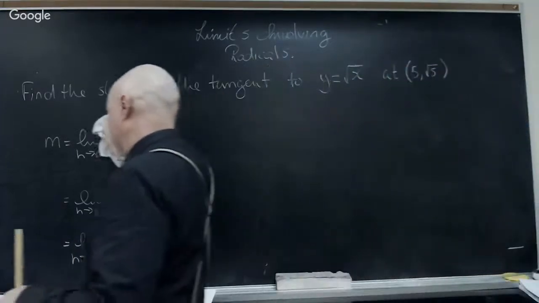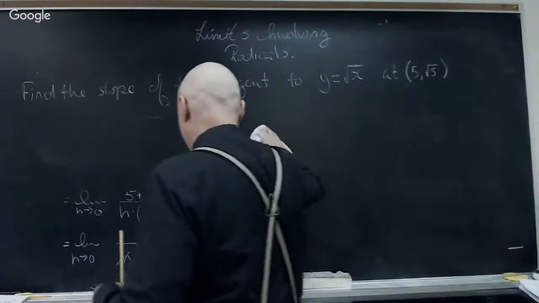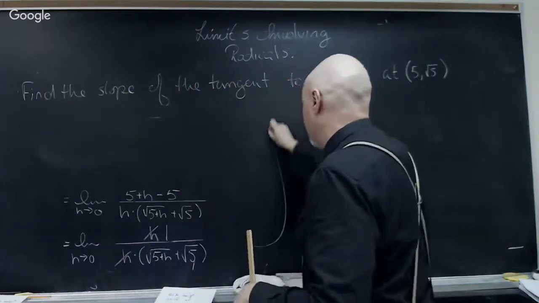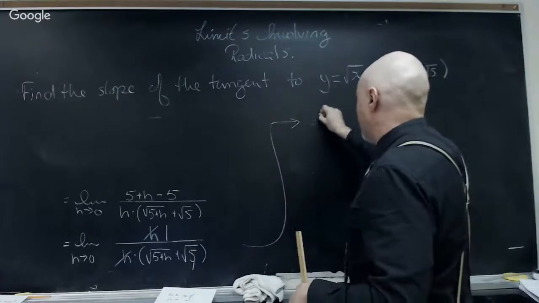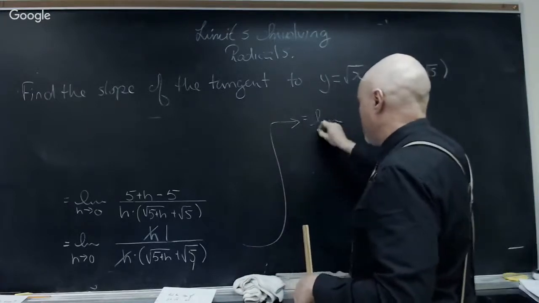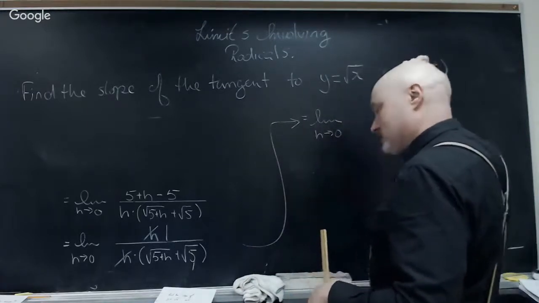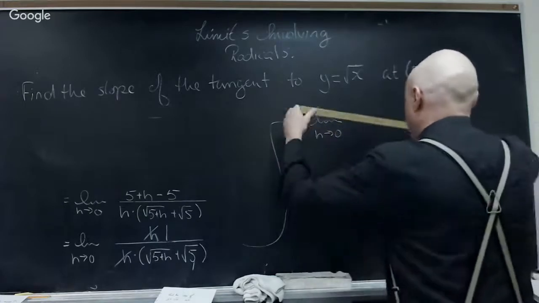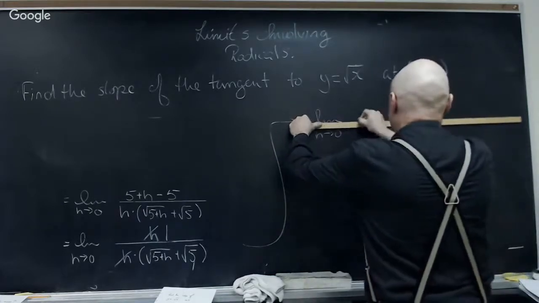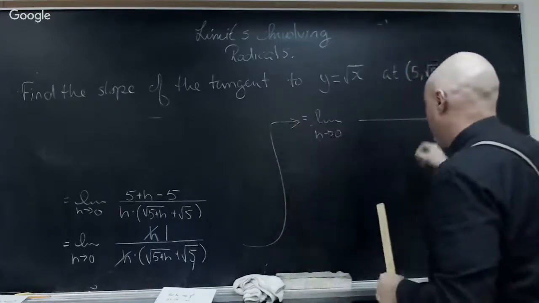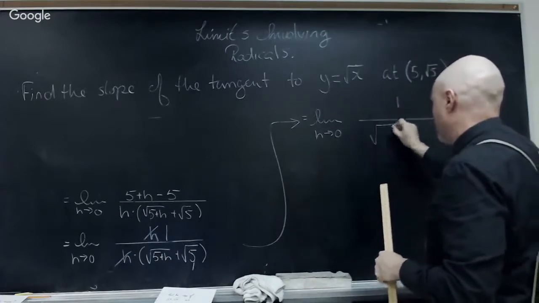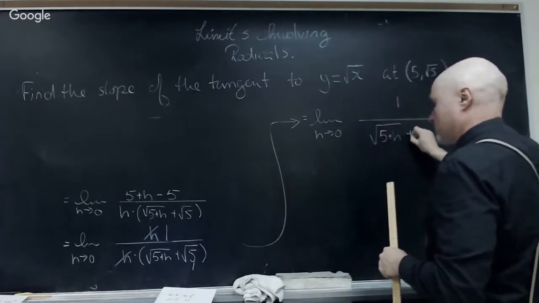Okay, I'm going to erase this line. Not that it no longer exists. It's just that it's in the way and inconvenient. And so when you're doing these, this is kind of some extra steps just to show you where things are coming from. And this is 1 over the square root of 5 plus h plus the square root of 5.